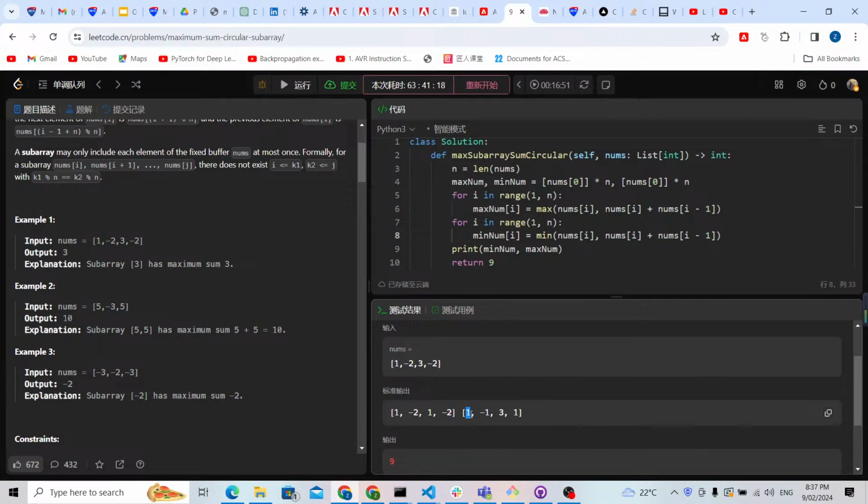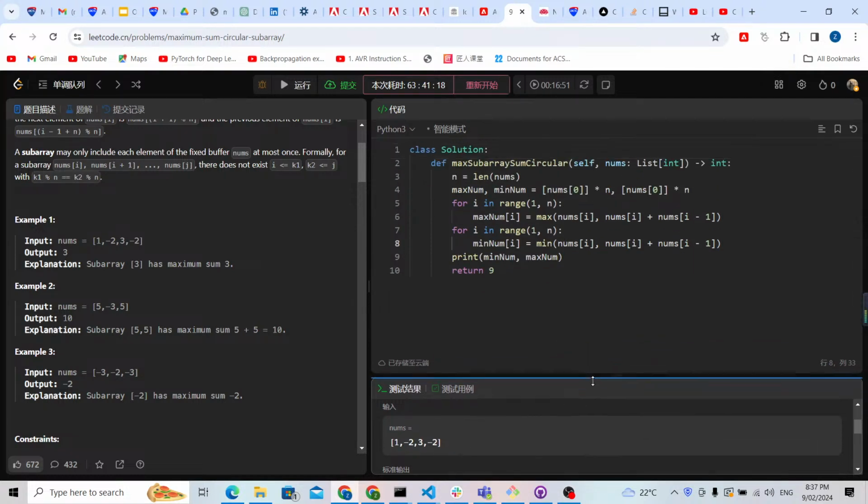Now let's check the maximum. First element is 1, and if we have minus 2, the maximum is still going to be minus 1, because minus 2 plus 1 is bigger. And for this element, it's going to be 3, and for the next one, it's going to be 1, because minus 2 plus 3 is 1. So this is going to be the maximum. Now we can calculate the result.